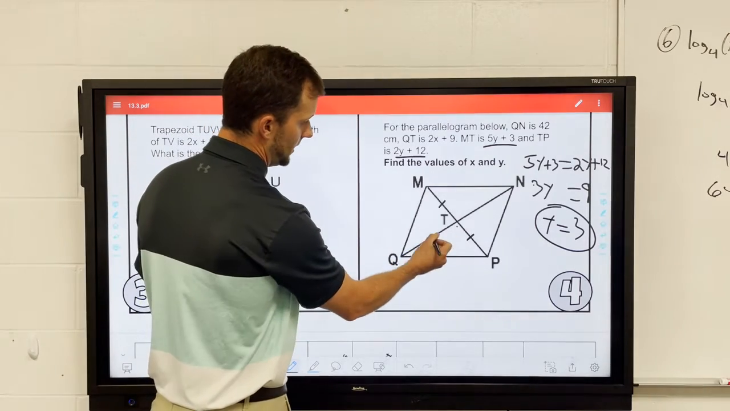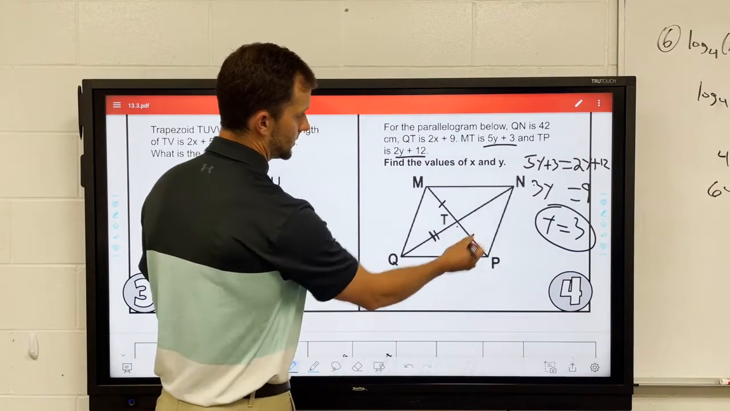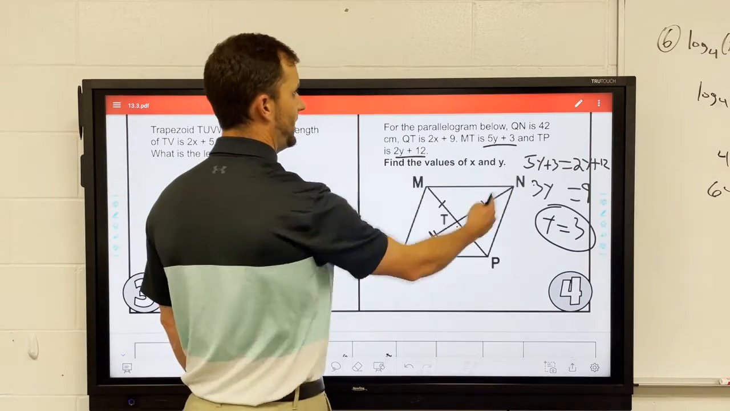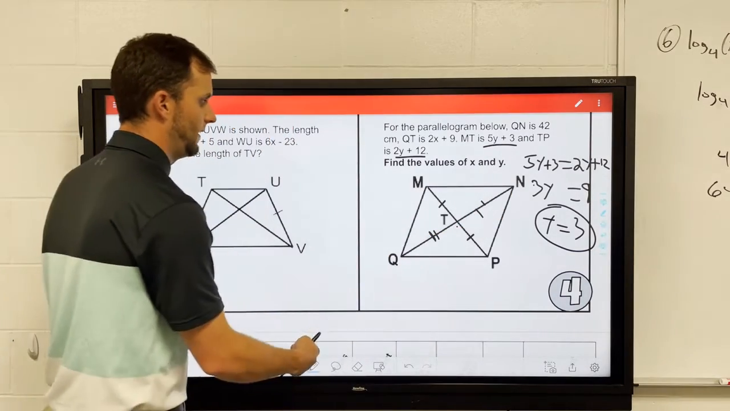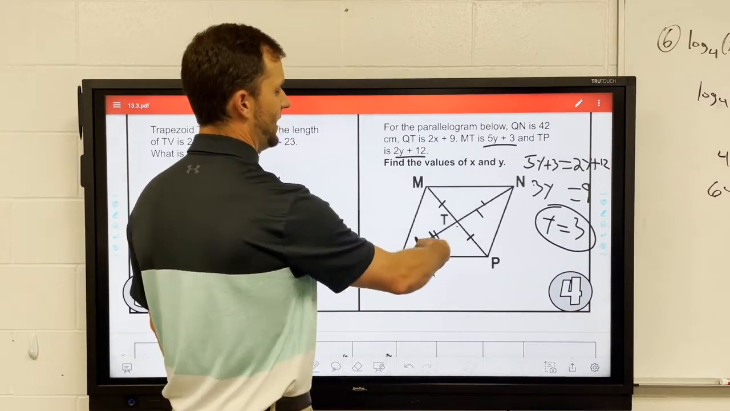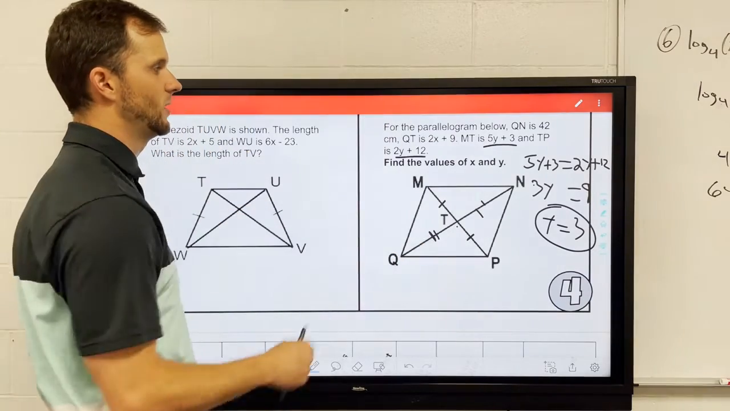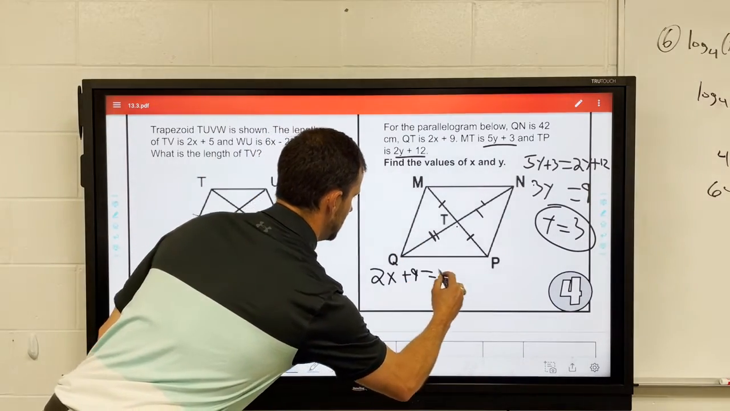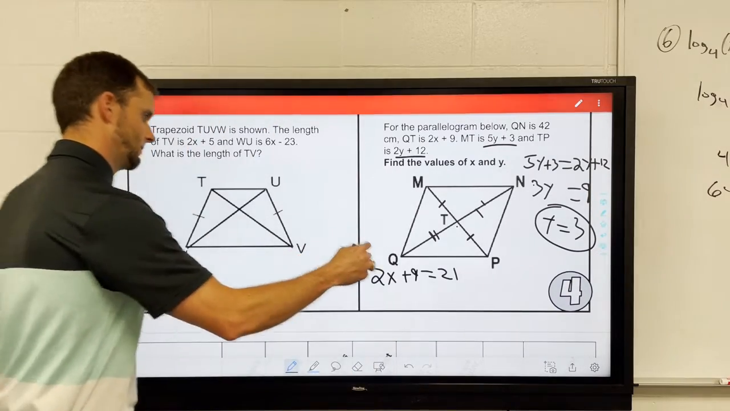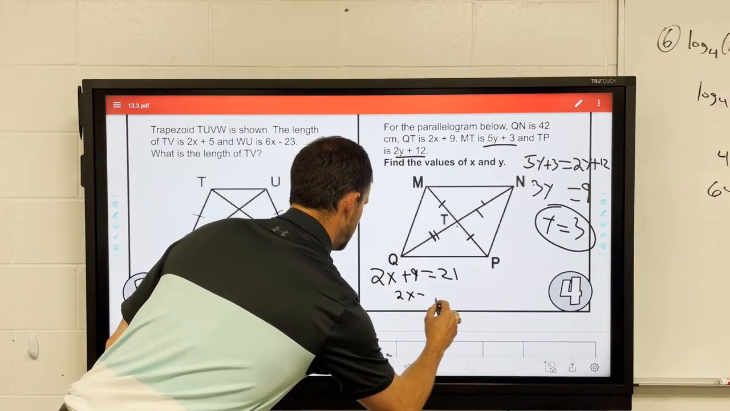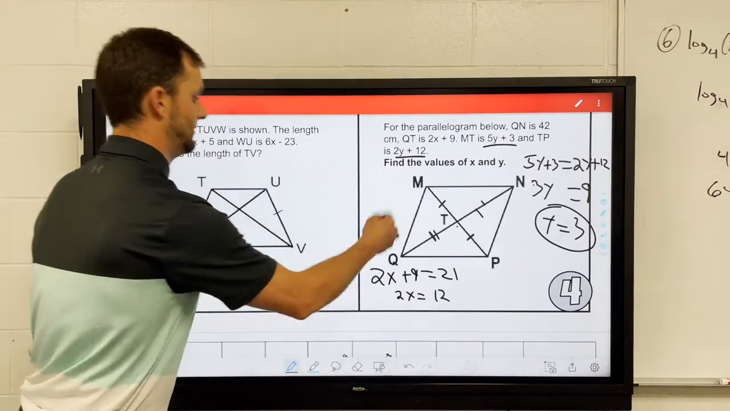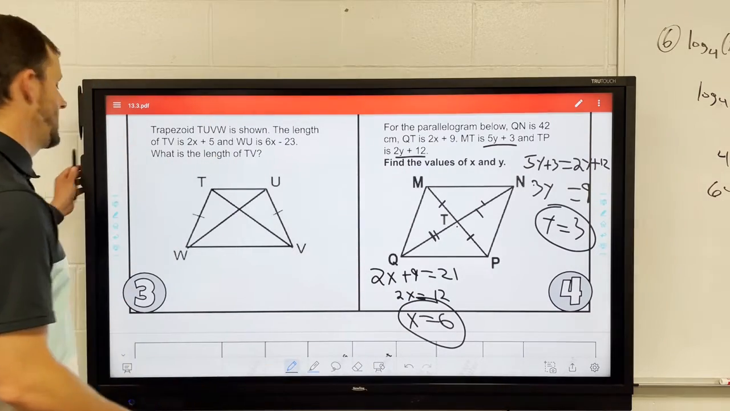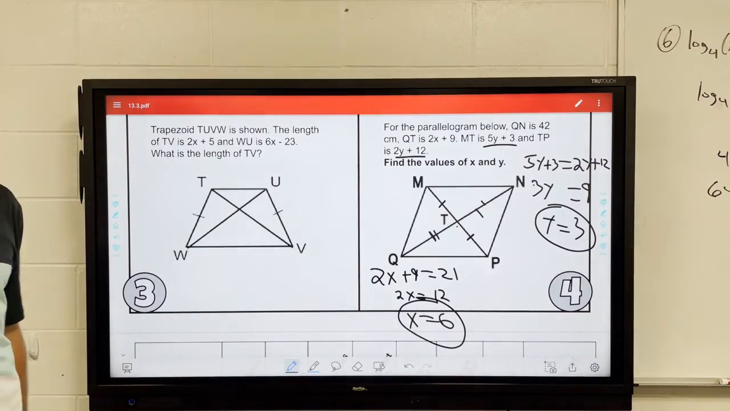So Q to T is going to be congruent to T to N, or N to T. So it looks like the whole thing is going to be 42, and then QT is going to be half of that. So that means I'm going to take half of 42, which is going to be 21. So 2x plus 9 is going to equal 21. So I'm going to subtract 9, which is going to end up giving me 12. I'm going to divide by 2, which is going to end up giving me 6. So the value of x and y are going to be 6 and 3 in this instance, okay?